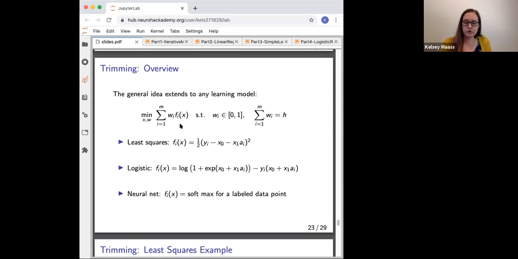Like we said before, it's easy to incorporate into lots of different types of models just by changing the loss terms. So we could use least squares, logistic. We can even incorporate it into a neural network.